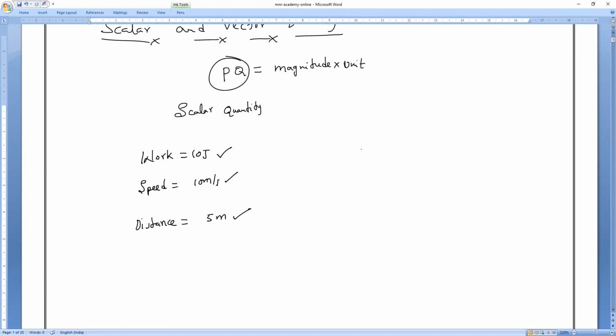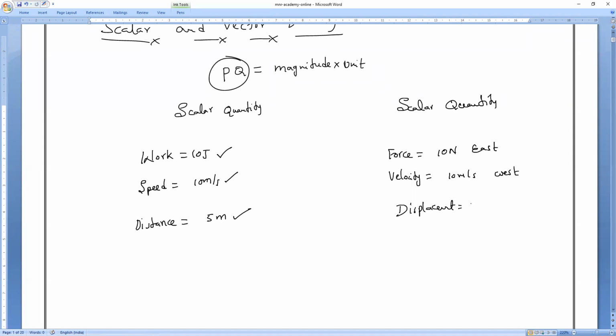You might understand the difference between scalar and vector quantity; I think most of you already know. Now let us discuss the vector quantities. I applied a force of 10 newtons towards the east direction. The velocity of my car is 10 meter per second towards the west. The displacement shown by me is, let me take, 50 meters towards the north.